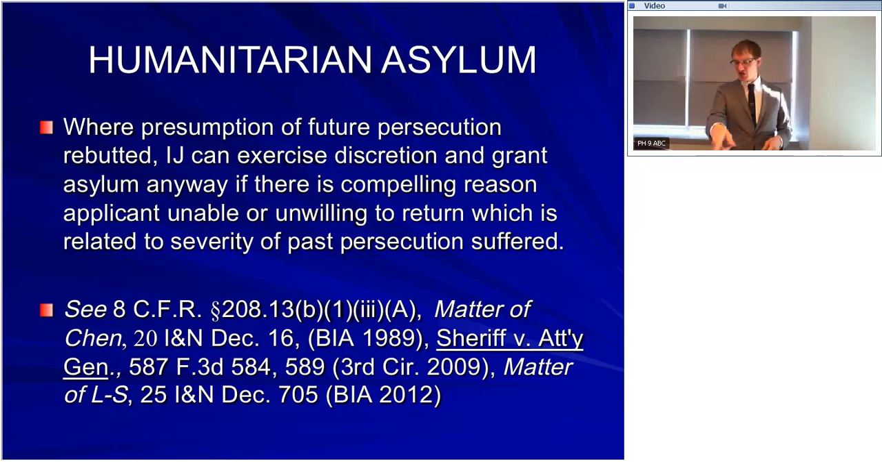Matter of Chen is the big BIA decision. We've also got the Third Circuit cited up there. And it's basically an examination into whether the past persecution meets a particular level of awfulness, frankly, where the adjudicator feels that they can just grant asylum based on what's happened in the past without having to go into what might happen in the future.